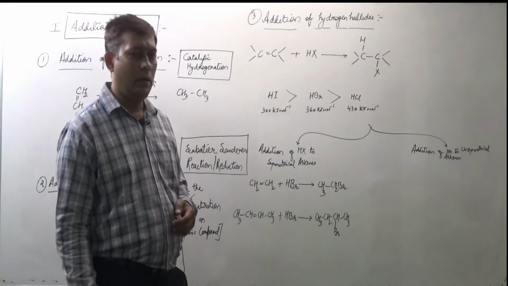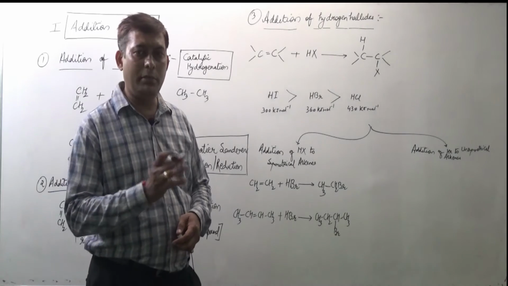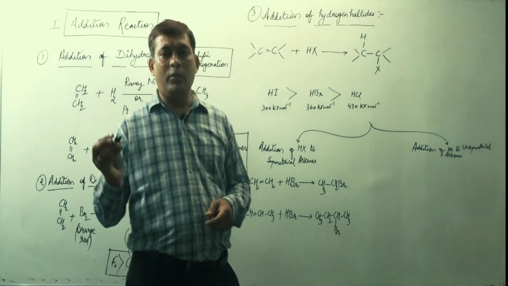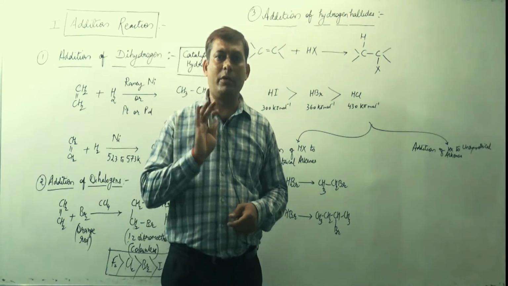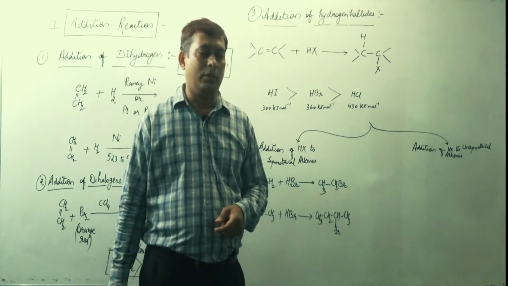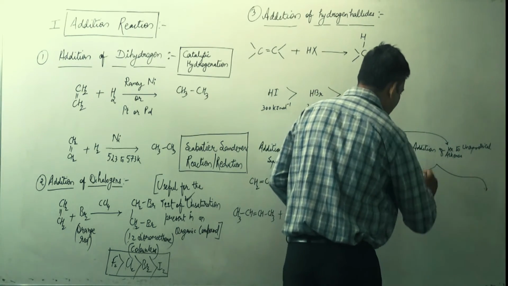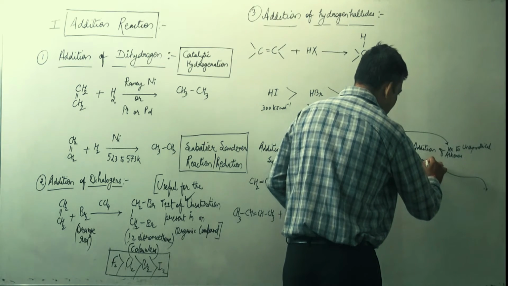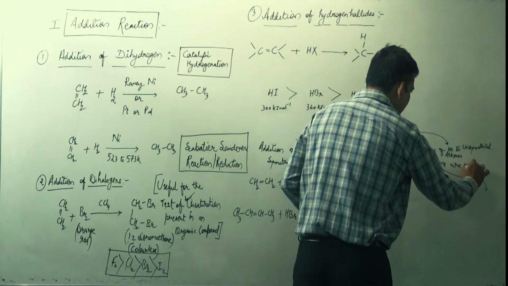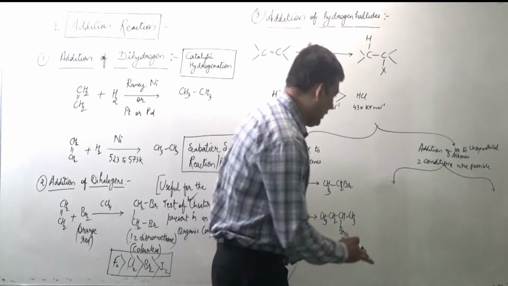Means symmetrical alkene. And in this reaction, when hydrogen halide reacts with an unsymmetrical alkene, then there could be two conditions. One condition could be in the absence of peroxide and the other condition in the presence of peroxide. So the two conditions are clear.